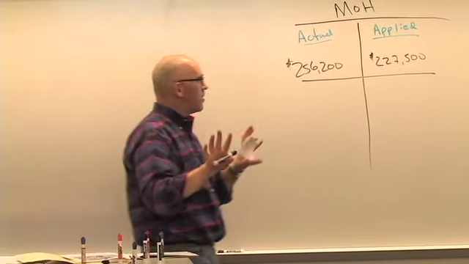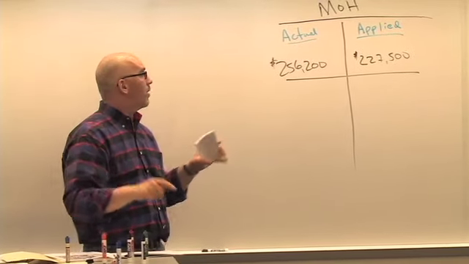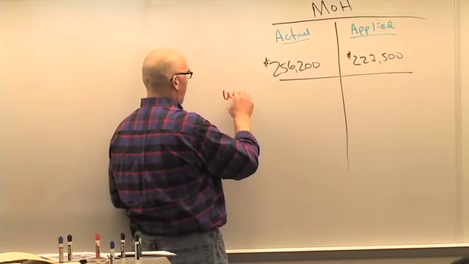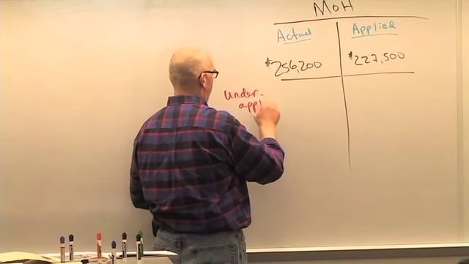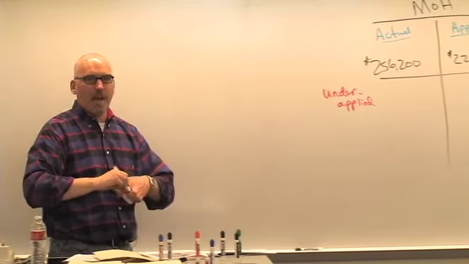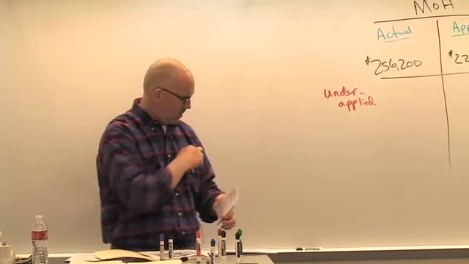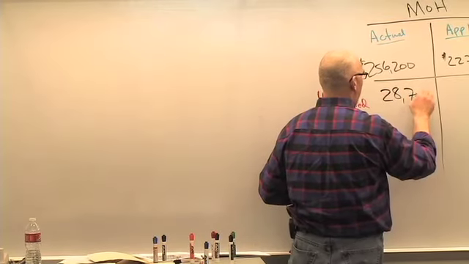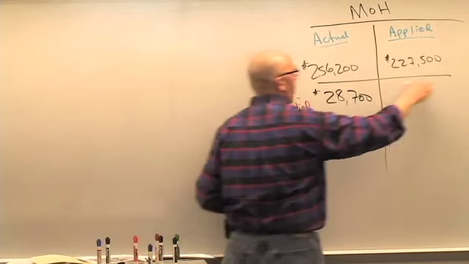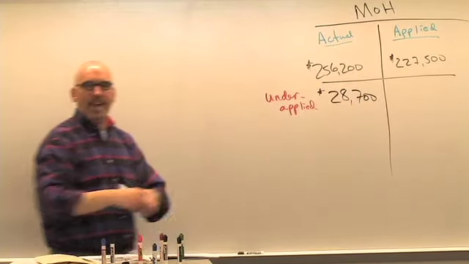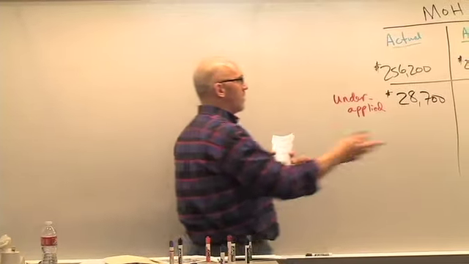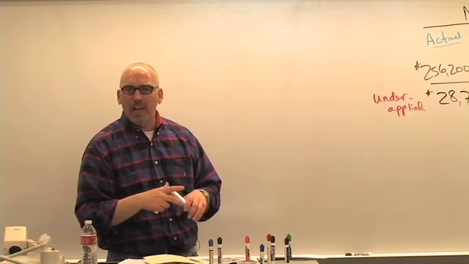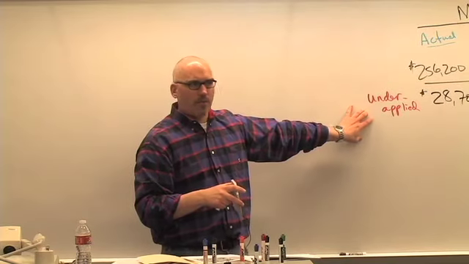So, did we apply too much or too little here? Too little. We applied too little. So the condition in this T account is under-applied. We applied too little, therefore we have under-applied manufacturing overhead by how much, Denise? $28,700. And that we're just going to put right there, because I've got this line drawn across the entire thing, what this reflects is the balance in that account. It's on the debit side. Because it's on the debit side, it means we've applied too little, and the fancy name for that is under-applied manufacturing overhead. So far, so good?